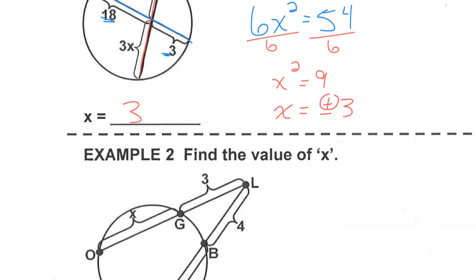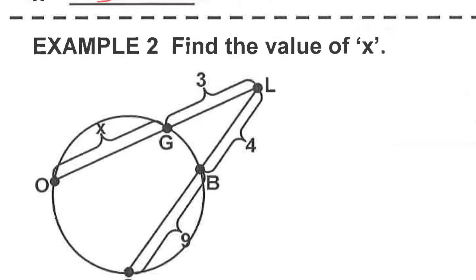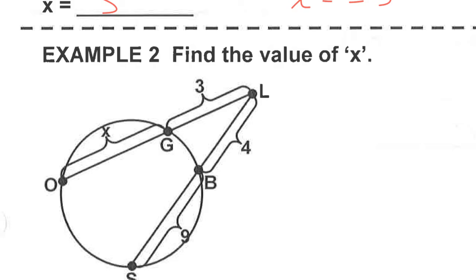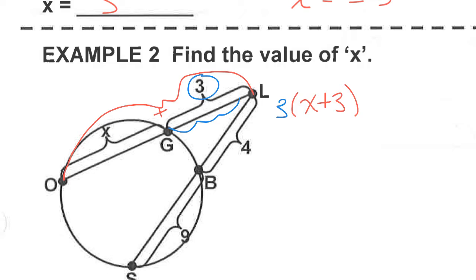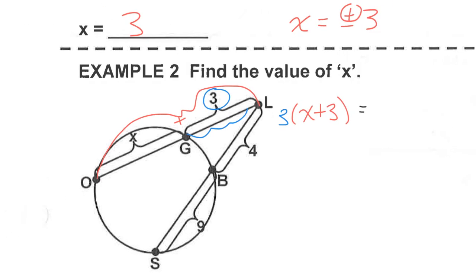Let's look at number 2. And this is the other thing we learned yesterday. We've got two secants intersecting outside of the circle. So what we need to do is take the whole length of the secant, which in this case is x plus 3, and then multiply it by the outside piece, which in this case is 3. Then we need to set it equal to the same thing on the other side.